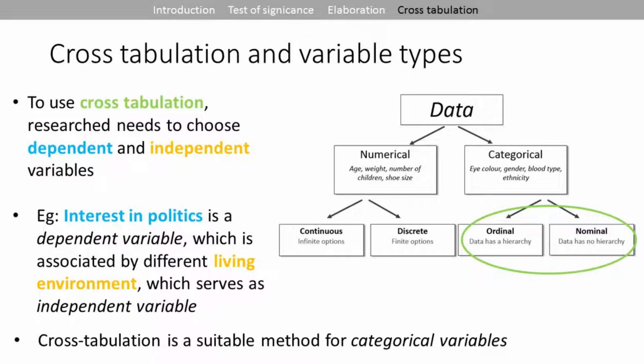For example, interest in politics is a dependent variable which is associated with the living environment, which serves as an independent variable. And both of those are categorical variables, of course, because interest in politics is how interested are you: somewhat interested, very interested. Living environment: are you in a rural area or are you in a large city? Those are categories, not numerical data.